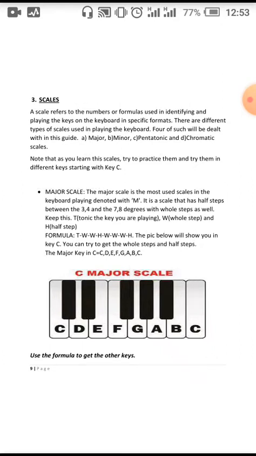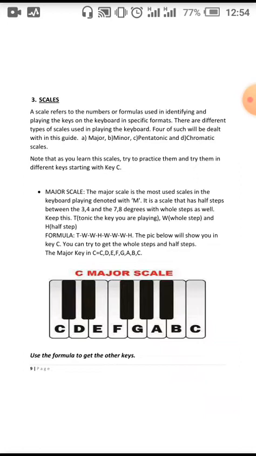Good. Now, the major scale has 2 whole steps between the 3rd, 4th, and the 7th, 8th degrees, with half steps. Please, if you are asked to describe a major scale, do not write that the major scale is the most used scale in keyboard playing denoted with a capital M. No, please. You should describe the position of the half steps in the major scale. That is where the mark is. So make sure you identify the position of the half steps in the scale. Thank you. Let's continue. What is the formula?